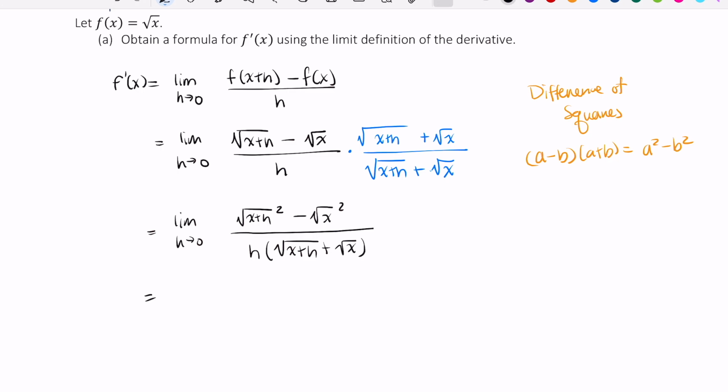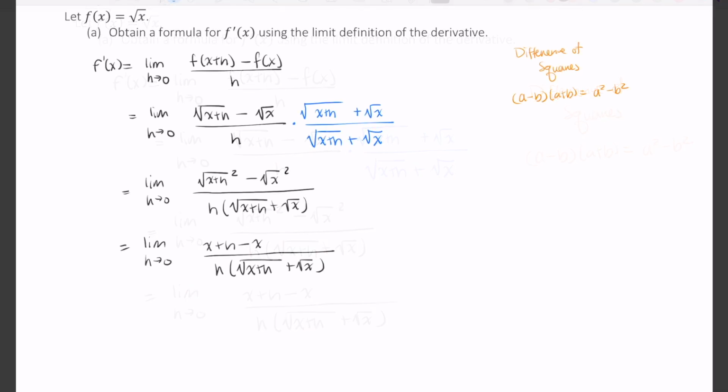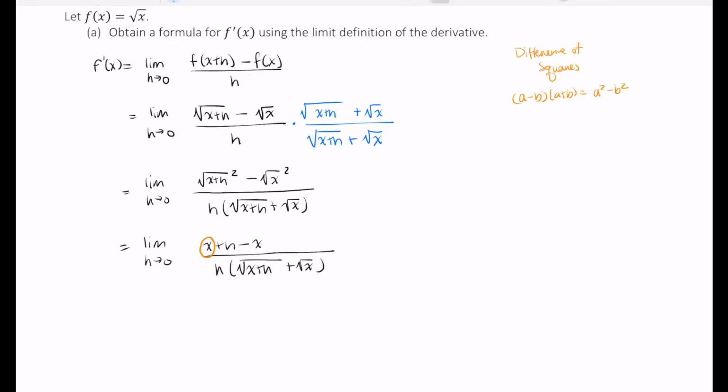All right, so we have the limit as h approaches 0 of x plus h minus x, divided by h times the square root of x plus h plus the square root of x. As you can see, we have a positive x and a negative x. Those add to 0. So we're left with the limit as h approaches 0 of h divided by h times the square root of x plus h plus the square root of x.